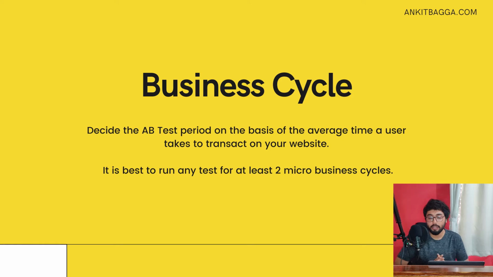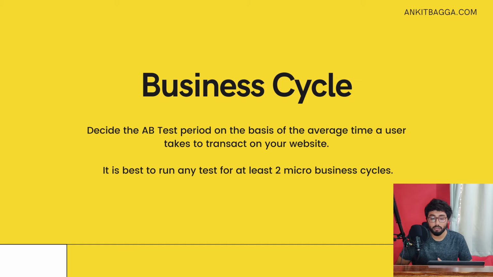So the third most commonly ignored factor is the business cycle. There are two reasons why you should consider the business cycle while doing the A/B test. The first one is very intuitive and simple. Let's say the average time for a user to transact on your website is 2 or 3 days, so the person comes on day 1 and converts on day 3. But if you've run the experiment for only 3 days, people coming on day 2 or day 3 might not convert, or you are not even giving them the chance to convert before you end the test. So it is typically advised to run the test at least twice the average amount of time a user takes to convert on your website.